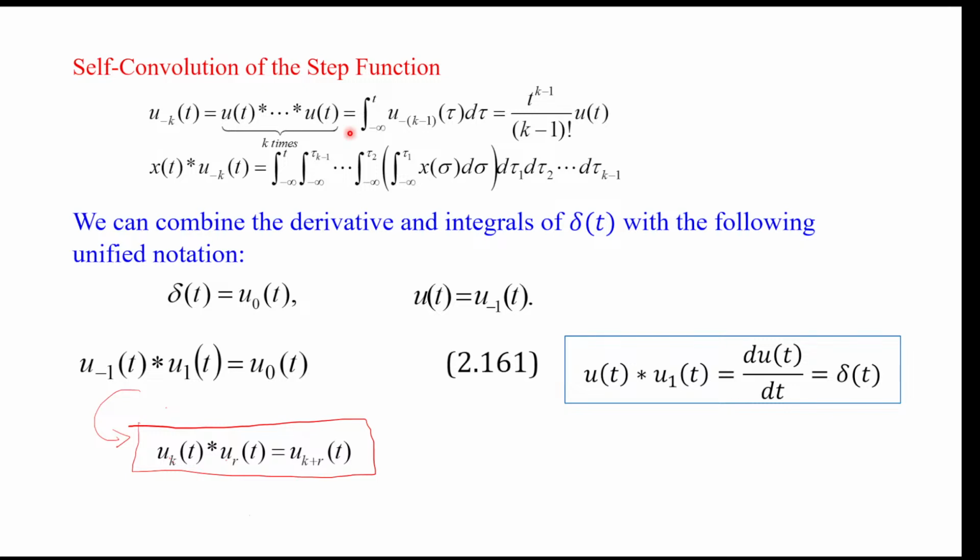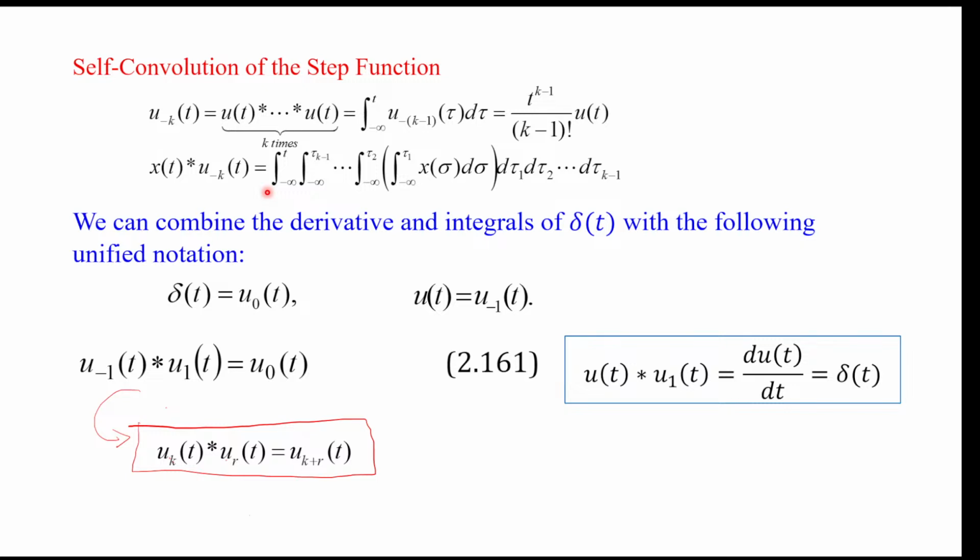Finally, we have something very interesting to say. You might already have noticed that we have this weird notation u sub minus k here. It looks a lot like the u sub k from before. And indeed, that comes from integration being the negation of differentiation.